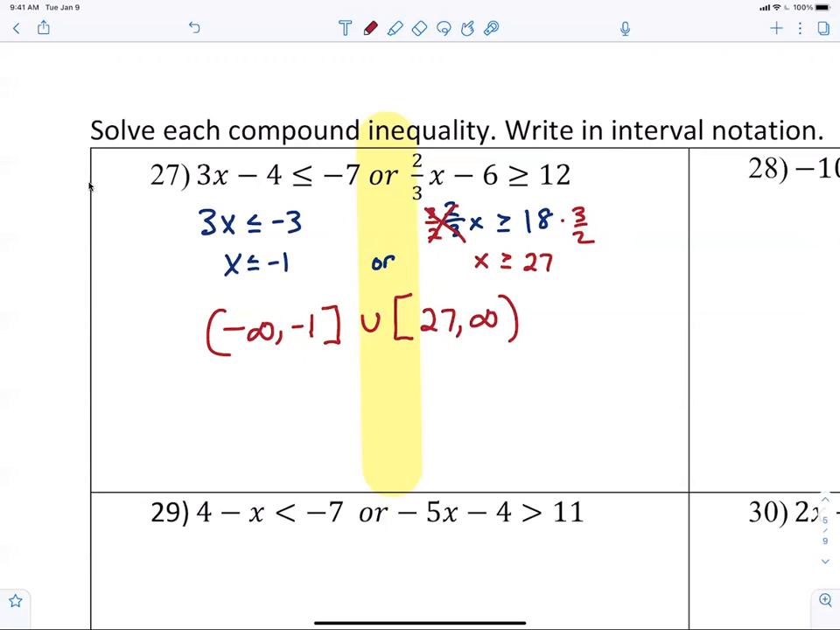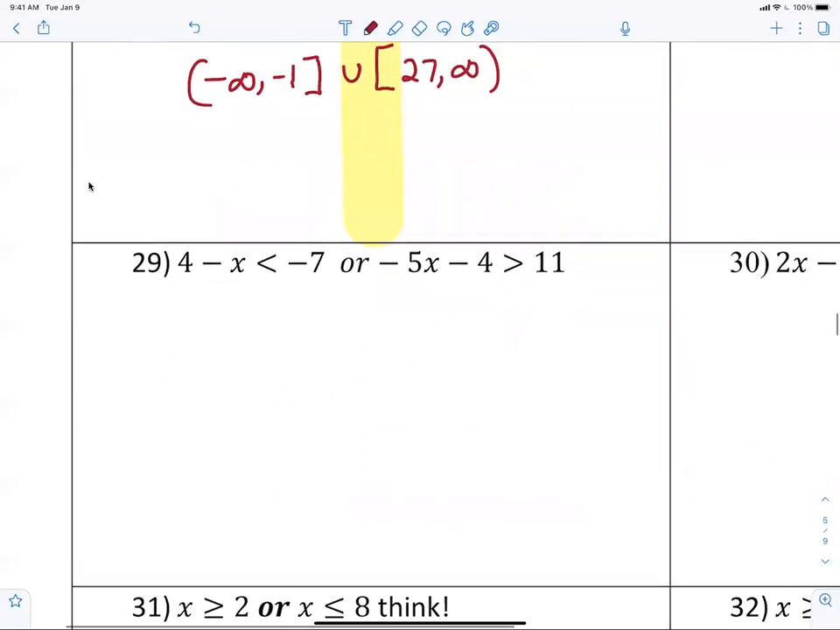Luca? I multiplied 18 times 3/2. What's 18 divided by 2 times 3? Good? Everybody's good? Okay, let's talk about 29.